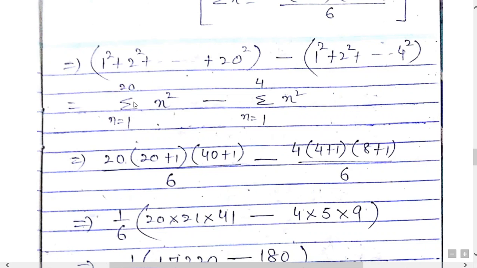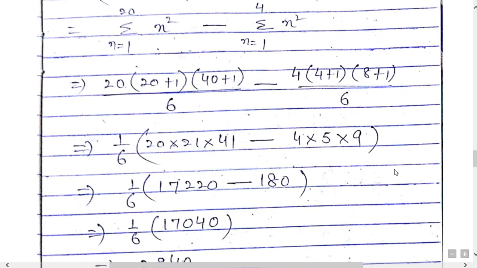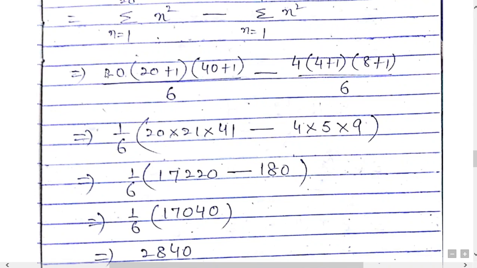The first formula is sigma n square, n equal to 1 to 20, and the second is sigma n square, n equal to 1 to 4. If I apply 20, it means it's the sum up to 20. If I apply 4, it means it's the sum up to the 4th term. Simply insert the value. It's 20 into 21 into 41 divided by 6, and 4 into 5 into 9 divided by 6. You can take 6 common.